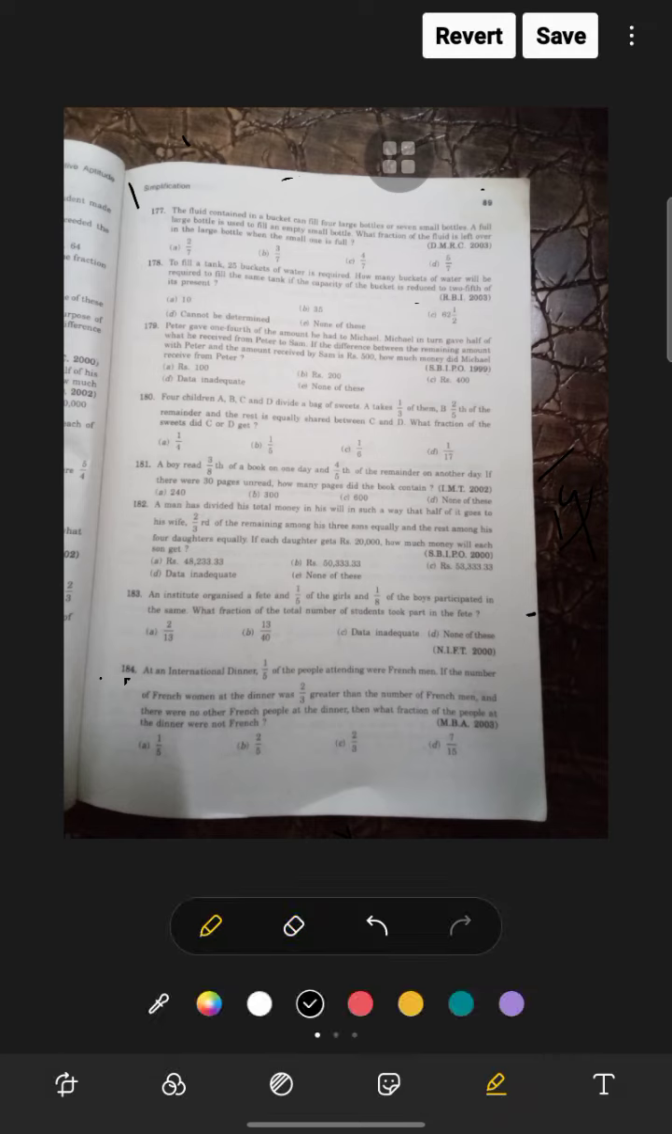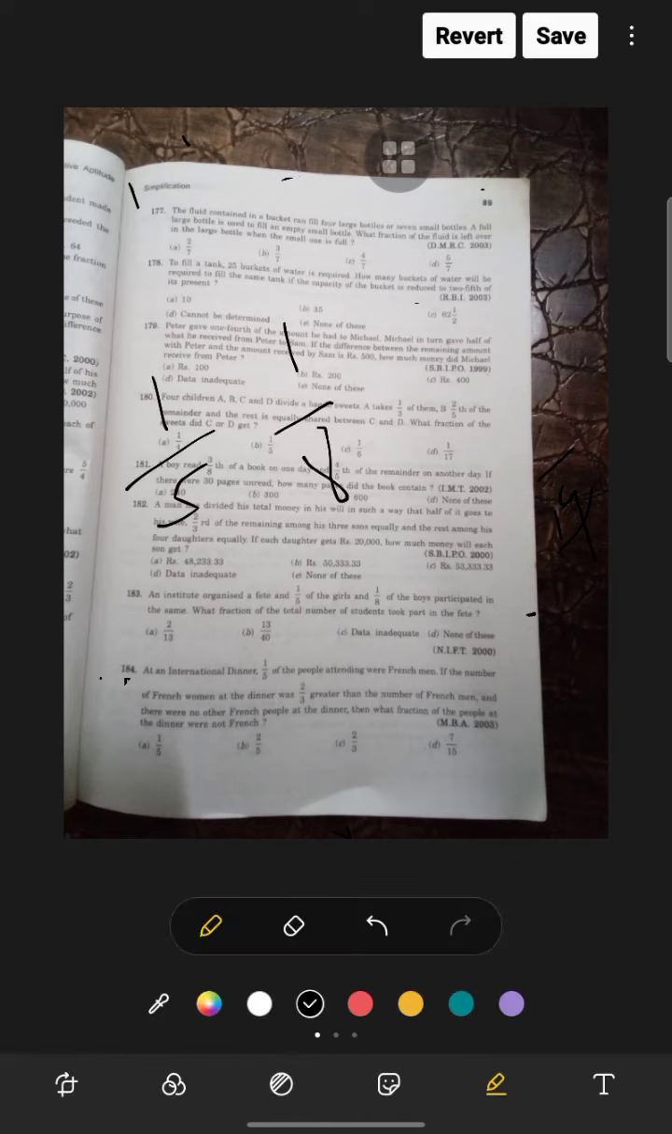An institute organized a fete and 1 by 5 of girls and 1 by 8 of boys participated in the same. So 1 by 5 are the girls and 1 by 8 are the boys. What fraction of the total number of students took part in the fete? It's talking about like out of 5 girls, 1 took part in the fete and out of 8 boys, 1 took part. So out of 13 students, 2 took part in the fete, so it will be 2 upon 13.